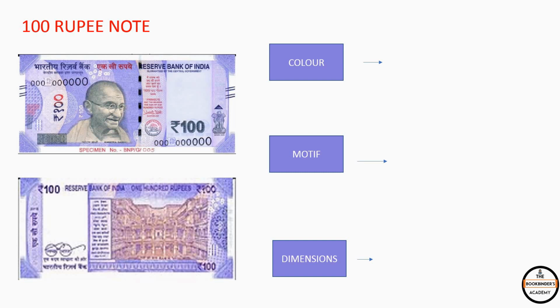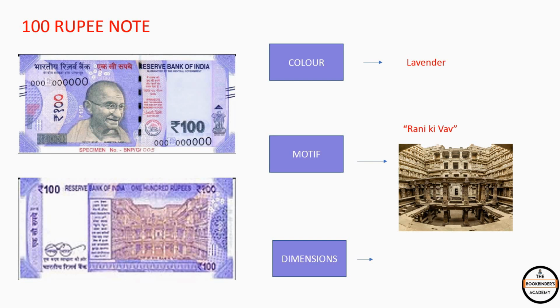Here is the new 100 rupee note, which is the latest addition among all the notes. So this is a little more relevant as compared to other notes. The color is lavender. The motif is that of Rani Ki Vav, and Rani Ki Vav is situated in Gujarat. And this is the actual imagery. If you see, it is a spitting image of this particular image here on the note. Dimensions are 66 by 142 millimeters.